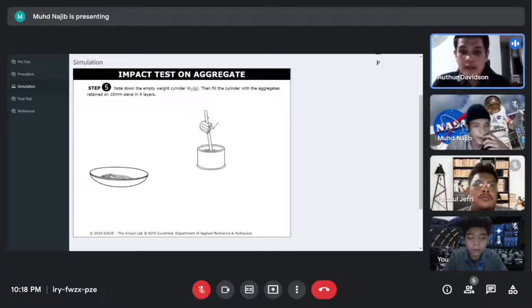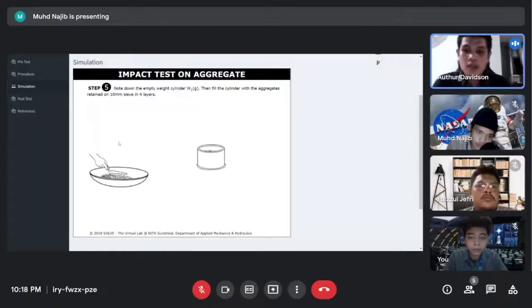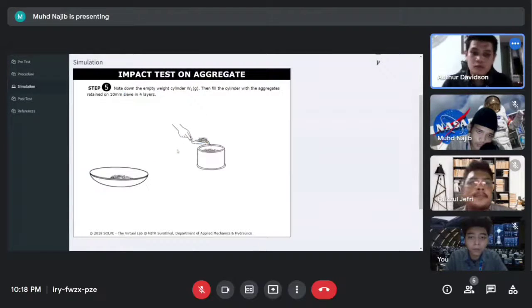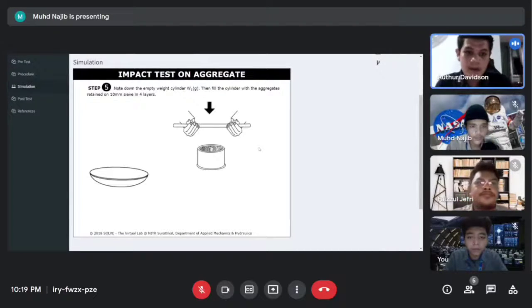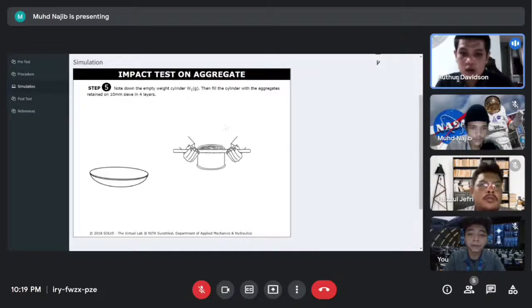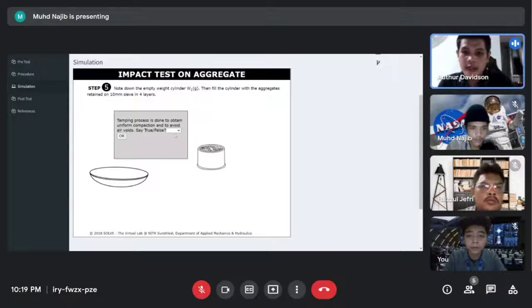After we measure the cylindrical measure, fill the aggregate in the cylindrical measure in 3 layers and tap each layer 25 times with the tamping rod at 50 mm height from the surface of the sample. Here is the visual. We tap the sample each layer by using the tamping rod. And then the surplus aggregates are struck off using the tamping rod as a straight edge.